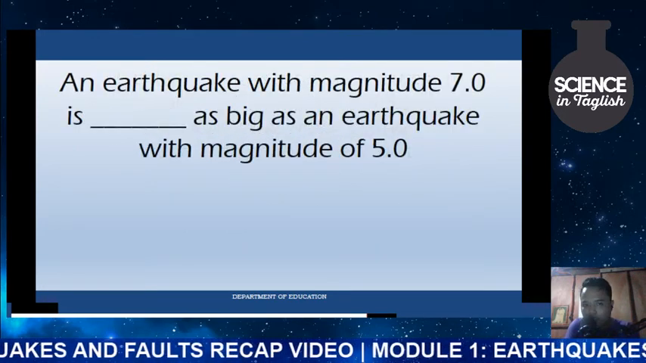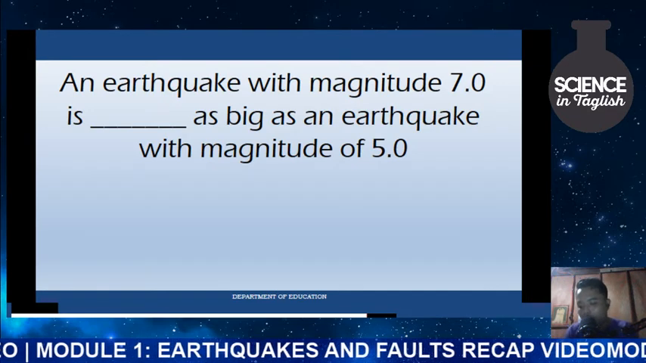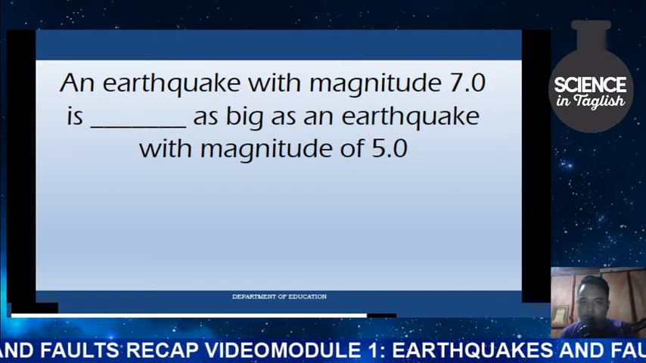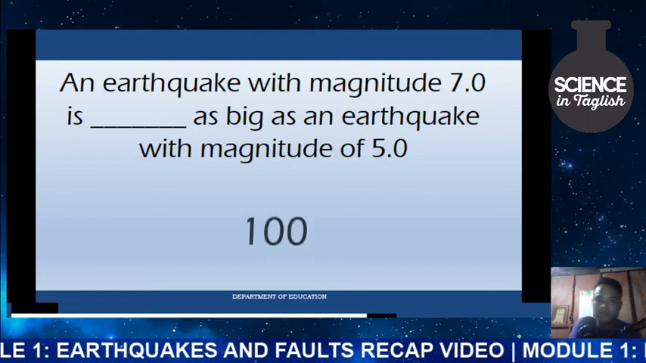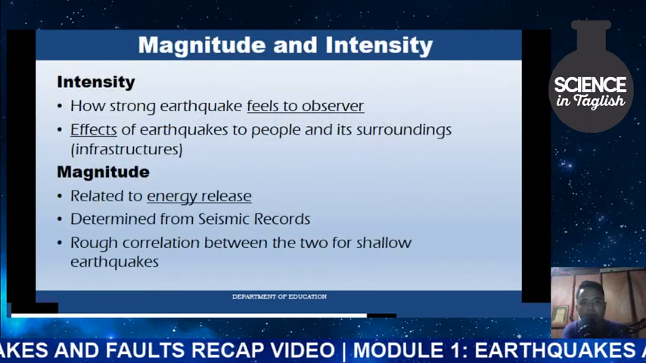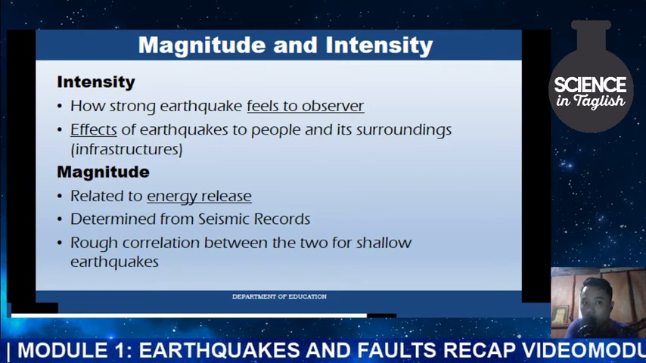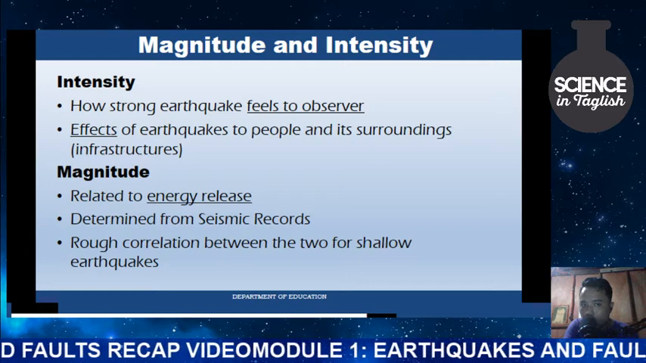An earthquake with magnitude 7.0 is blank as big as 5.0. Paano? 5.0 to 6.0, 10. 6.0 to 7.0, another 10. 10 times 10, 100. Magnitude and intensity, again, just to recap, intensity, how strong the earthquake, and magnitude is related to the energy source.